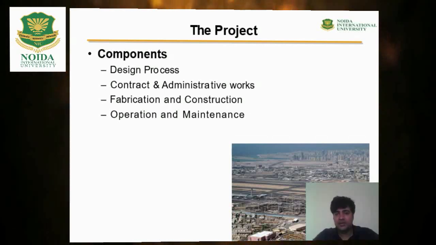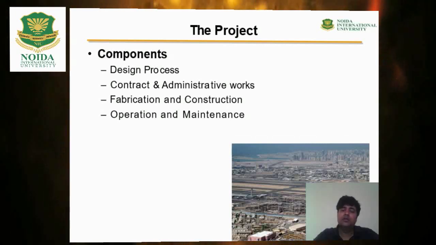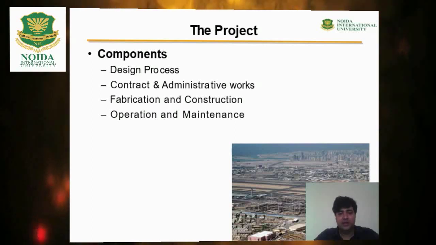What is the design process? The design process is the way of figuring out what you need to do, then doing it. So it is the process of figuring out how to do what we need to do, and then we have to do it. That is the design process which we have seen already in the previous class. The second one is the contract and administrative work. What is it?